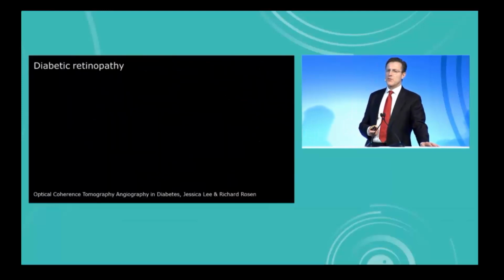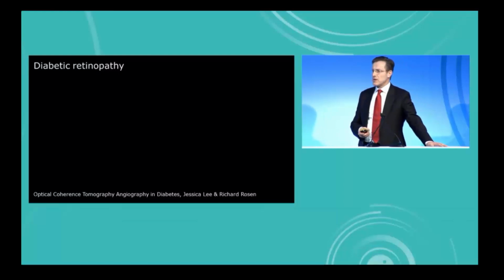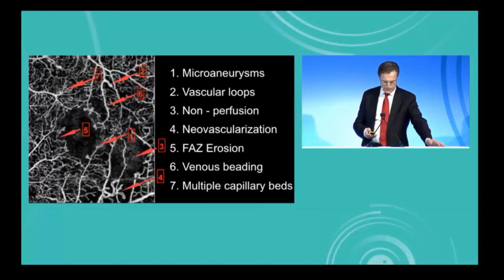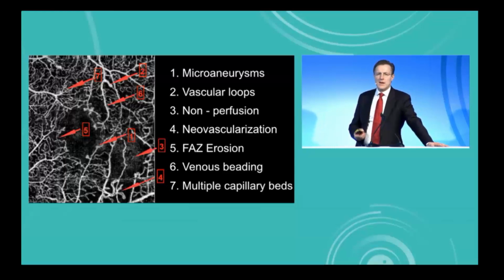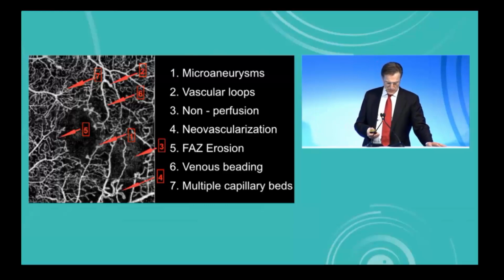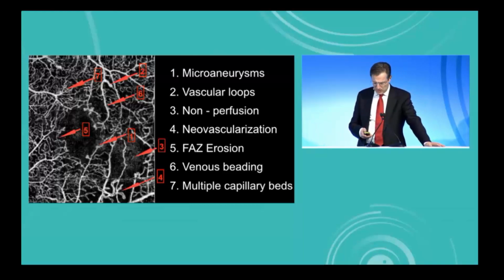So you're getting a lot more information about neovascularization in the macula. Diabetic retinopathy is also of extreme interest. And the lesions that we know from high-resolution fluorescein angiography can all be seen except one thing: you can't see leakage with a non-fast OCTA as we have it here, but the microaneurysms, the vascular loops, the non-perfusion, the neovascularization, the expansion of the foveal avascular zone, the venous beading, and the multiple capillary beds can all be seen.